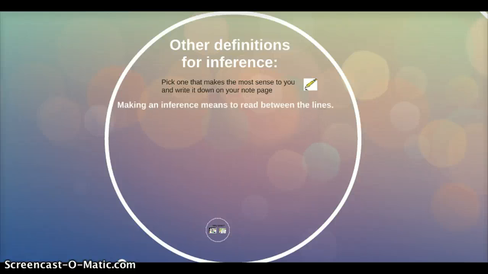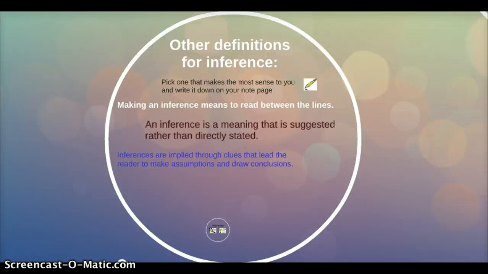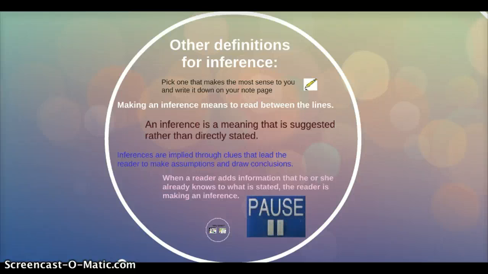Number one, making an inference means to read between the lines. Choice number two, an inference is a meaning that is suggested rather than directly stated. Number three, inferences are implied through clues that lead the reader to make assumptions and draw conclusions. And your fourth choice, when a reader adds information that he or she already knows to what is stated, the reader is making an inference. So again, pick one of those and write it down, and then explain in your notes why you chose that one.